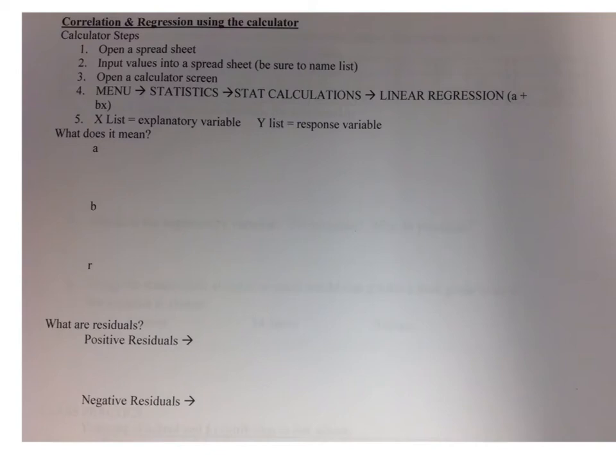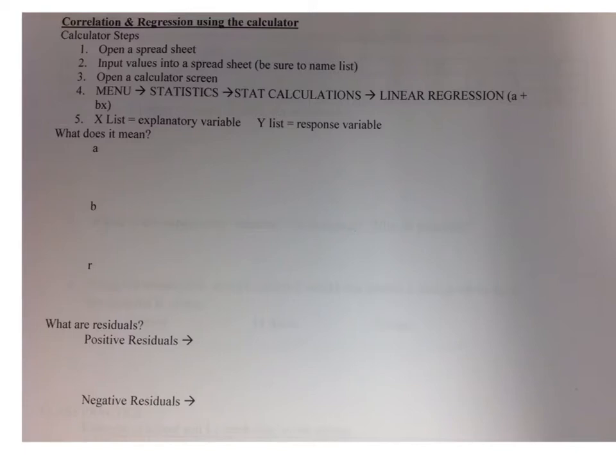So in the next section, we're going to look at the correlation and regression idea. This is also known as the line of best fit if you're talking about algebra. Well, if we're going to put this into our Nspire calculator, and I would strongly suggest that you do, the first thing you want to do is open a spreadsheet, input the values into that spreadsheet, being sure to name your list like we've done the whole time, and go back to your home screen, open up a calculator screen. You can do this from the table.